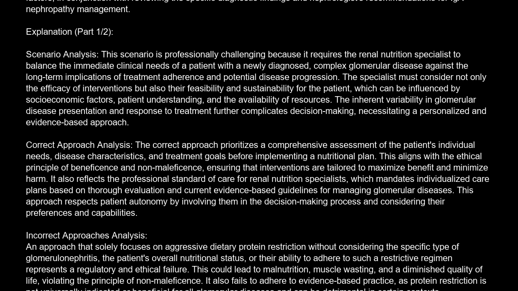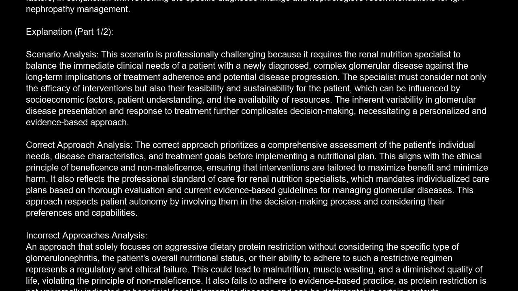Correct approach analysis. The correct approach prioritizes a comprehensive assessment of the patient's individual needs, disease characteristics, and treatment goals before implementing a nutritional plan. This aligns with the ethical principle of beneficence and non-maleficence, ensuring that interventions are tailored to maximize benefit and minimize harm. It also reflects the professional standard of care for renal nutrition specialists, which mandates individualized care plans based on thorough evaluation and current evidence-based guidelines for managing glomerular diseases. This approach respects patient autonomy by involving them in the decision-making process and considering their preferences and capabilities.